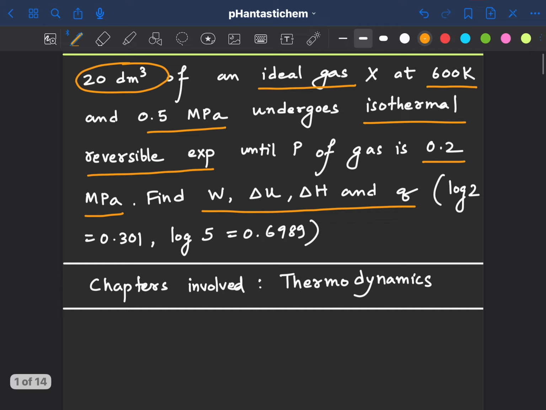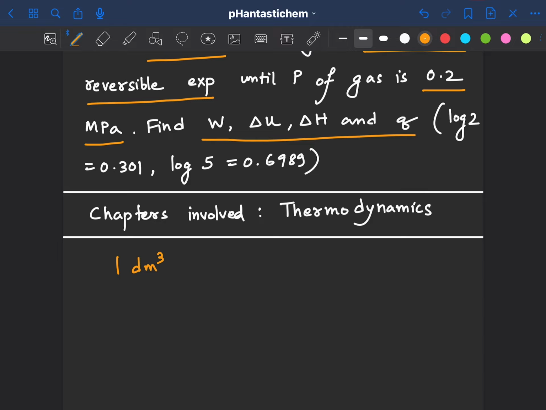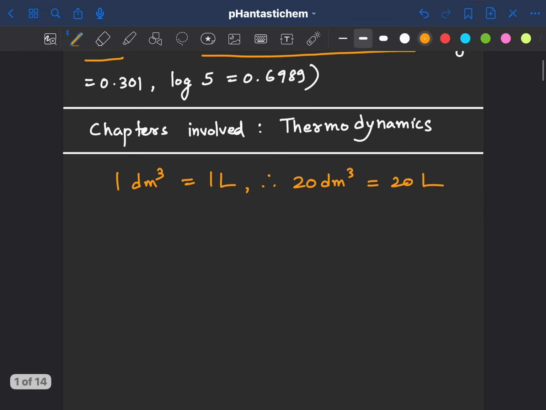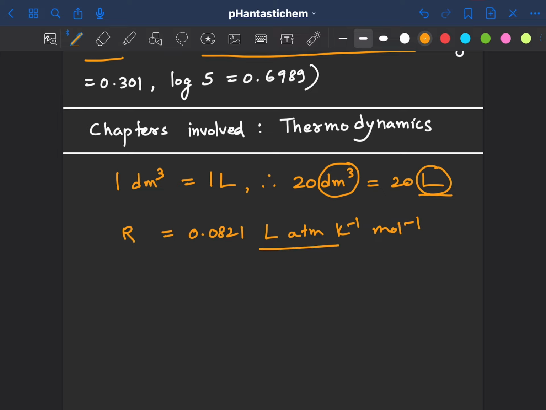Okay, first they have given us that we have 20 dm cube of an ideal gas. So we know that 1 dm cube is equal to 1 liter. So therefore 20 dm cube will be equal to 20 liter. Why am I converting decimeter cube into liters? Because when we do calculations we have to use R, and R is 0.0821 liter atmosphere Kelvin inverse mole inverse. So if we convert the volume into liters it will help us because R itself is in liters. So this is the volume which is given to us.